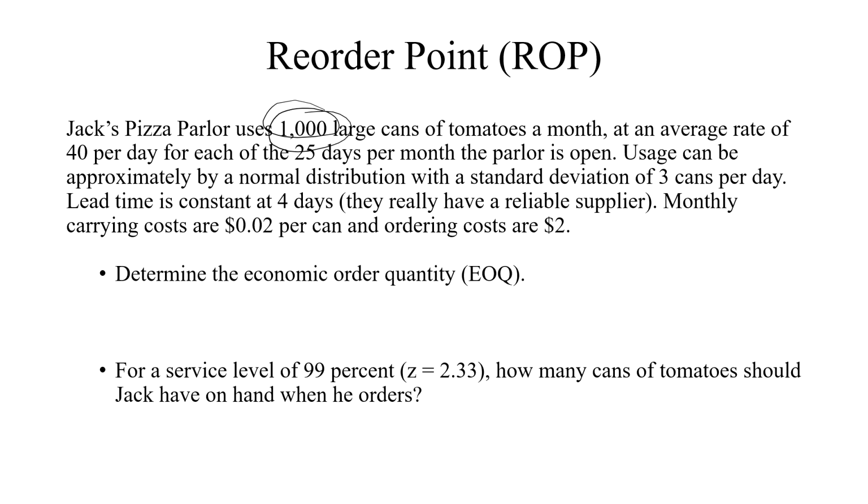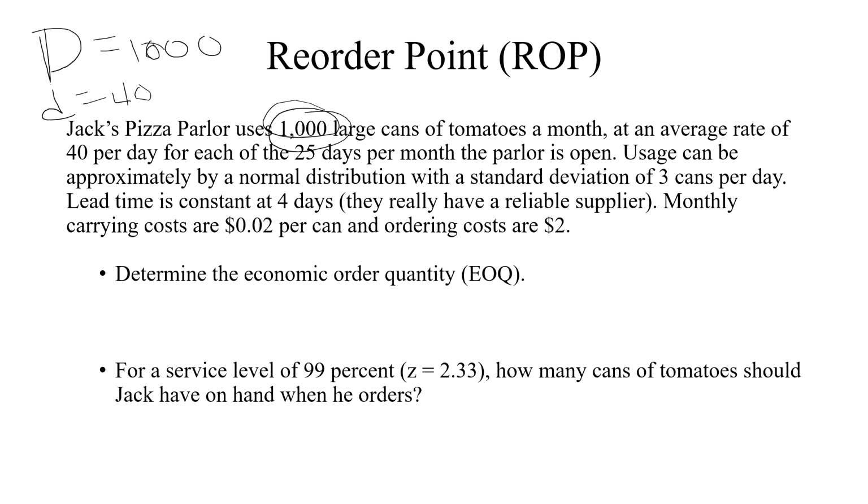So D, I'll write them up here. D is going to be 1,000. Now remember here, there's going to be a daily one. So capital D is 1,000. That's going to be our monthly. And then lowercase d is going to be 40 cans per day. Lowercase d is our daily.